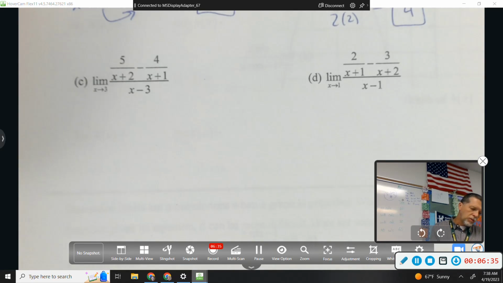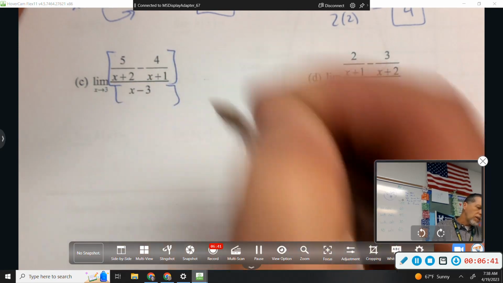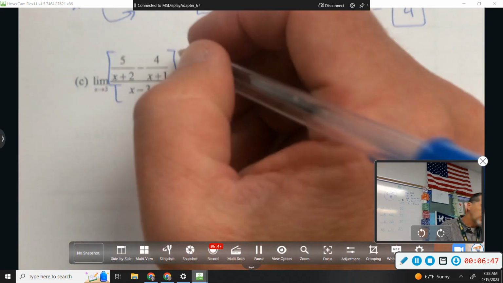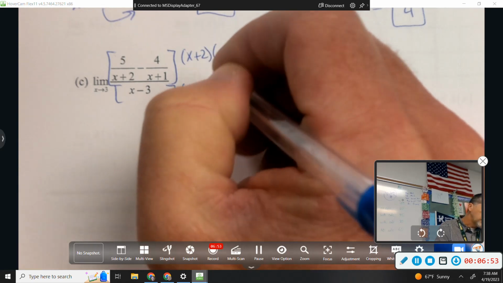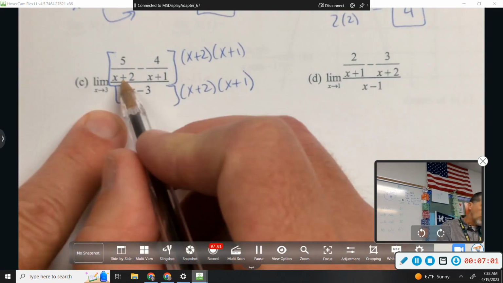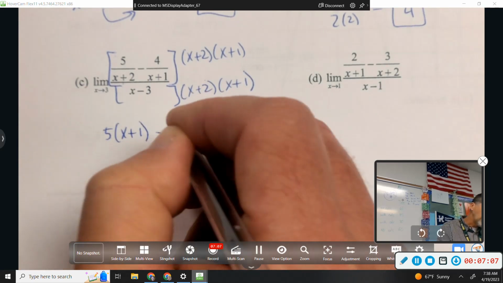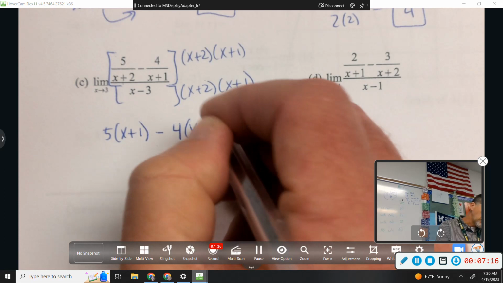How about C? What should we multiply by on this one to make all of the fractions go away? X plus 2 and x plus 1. Top and bottom, so that we don't change the fraction. We'll change the look of the fraction, but not the value of the fraction. So on the first term, the x plus 2's cancel, and we're left with 5 times x plus 1. On the second term, the x plus 1's cancel, and we're left with 4 times x plus 2.